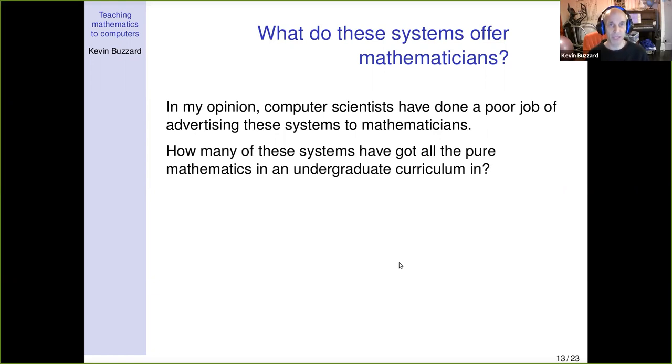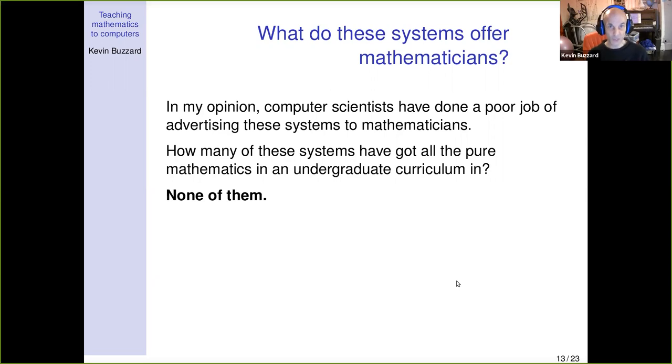And here's when I came in 2016, and even now in 2020, let's look at all of the systems. Let's look at every single system. Which of the systems knows an undergraduate maths curriculum? Which of these systems could understand the questions, not solve them, which of them could even understand the questions on the final exams which we set our undergraduates? And the answer is none of them, right?